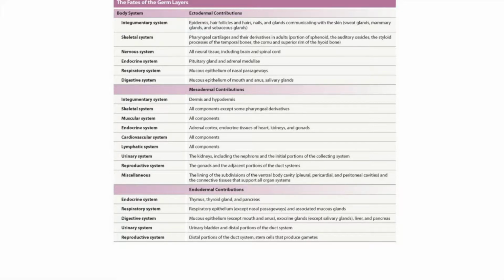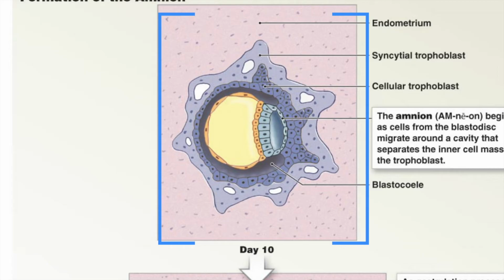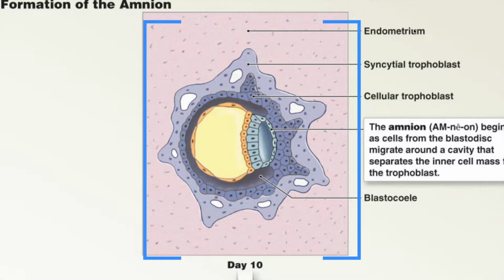The ectoderm is going to become the skin and nervous system. The mesoderm becomes the muscles, bones, and blood. And the endoderm forms the digestive and respiratory systems. This shows us the extraembryonic membranes that are forming. They're going to form the placenta, which is going to support fetal growth and development.